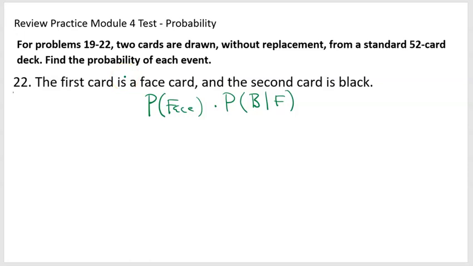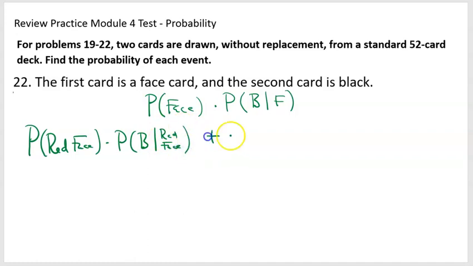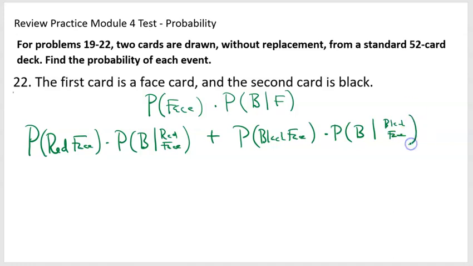So the first card is a face card. What if it is a red face card? So it's the probability of a red face card times the probability of a black card given a red face card. What's the other way it could happen? What about the probability of a black face card first? And then we'll multiply that times the probability of a black card given a black face card. I know these probability questions can pile up quick, can't they? Okay, so that's what's happening.